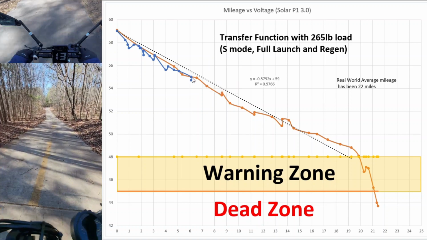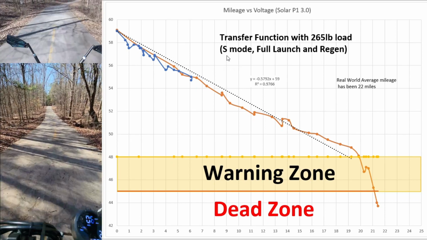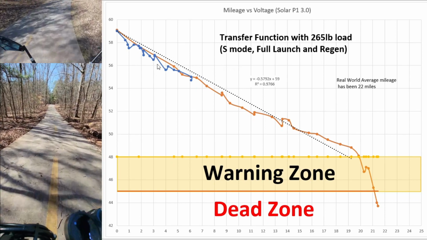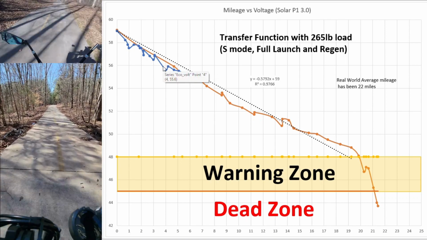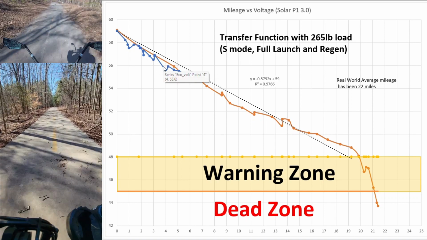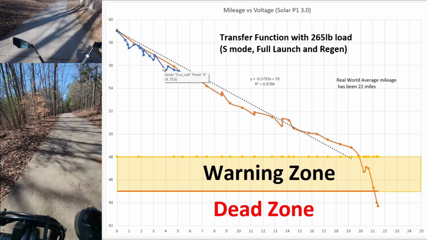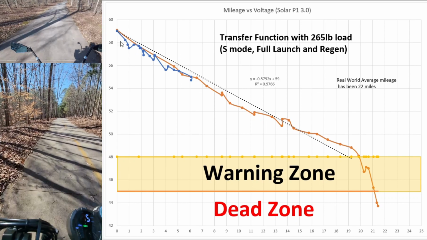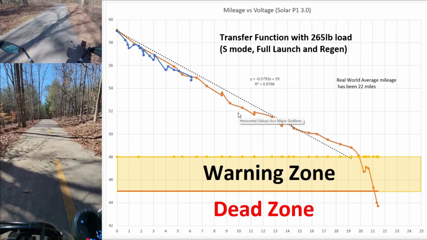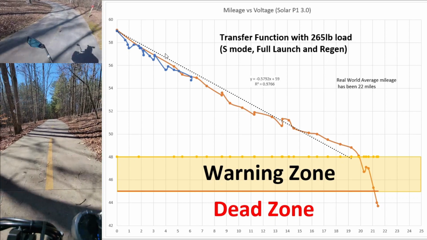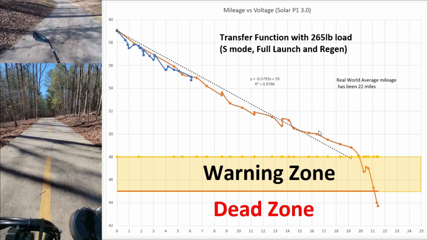The only difference between eco mode and S mode is going to be if I was driving faster, right? But if you're going the same speed, say 10 miles an hour, it doesn't matter if you're in eco mode or S mode, you're going to get basically the same transfer function of your voltage versus your mileage.